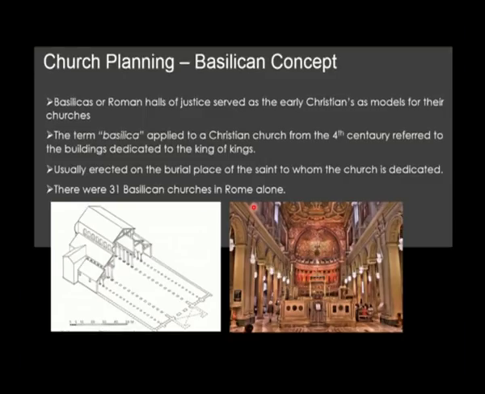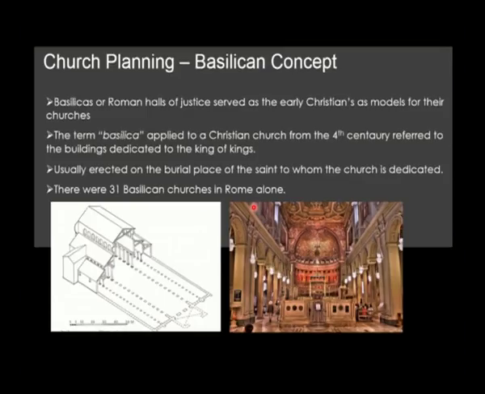The term basilica was applied to the Christian church from the 4th century. That was dedicated to the king of the kings. At that time the king was the main part of an empire, so the king of the kings was somebody who ruled even the king. That directly meant the Christian church. So that was how important the Christian church became at that time of the Roman Empire.